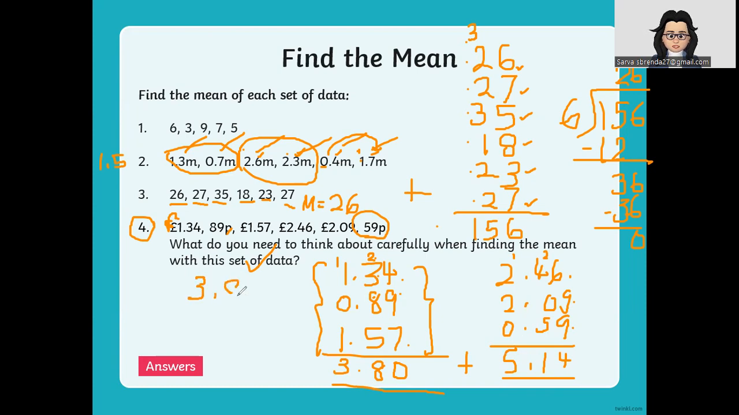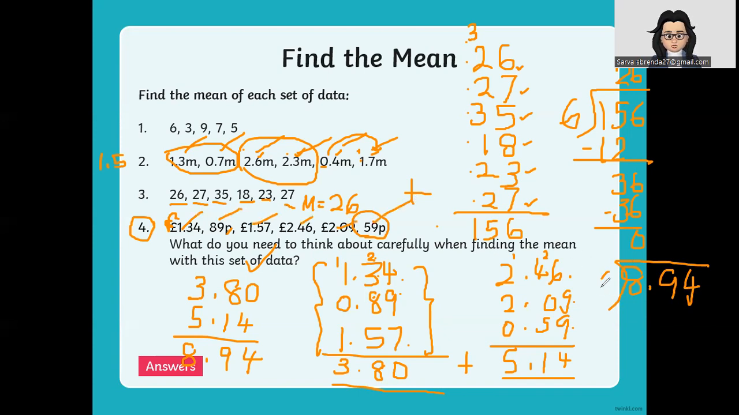Remember, you still haven't finished the addition. 380 and 514 now works out to 4, 9, and 8. 8 ringgit 94 cents. Well, we still have not got to the answer because we need to do a division. 8 ringgit 94 cents divide by 1, 2, 3, 4, 5, 6 sets of data.